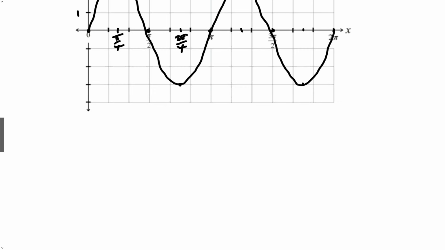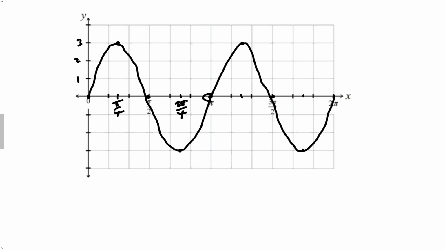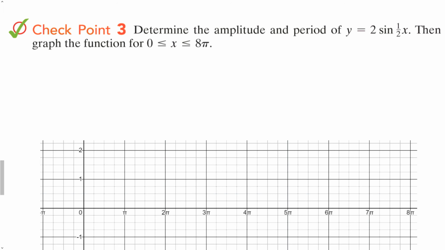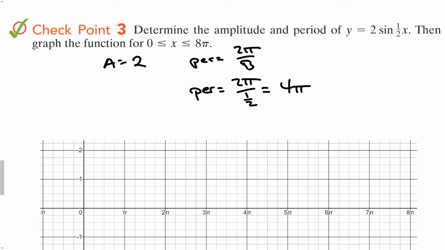So notice what happened. This function got compressed. It completed 1 period from 0 to pi. The period got smaller. When we put a fraction next to x, the period is going to get longer. Okay, so let's try it. Amplitude is 2. Period is 2 pi divided by b. So the period is 2 pi divided by 1/2. 2 pi divided by 1/2 is the same as multiplying by 2, so the period is 4 pi, which makes the quarter period 4 pi divided by 4, which is just pi.